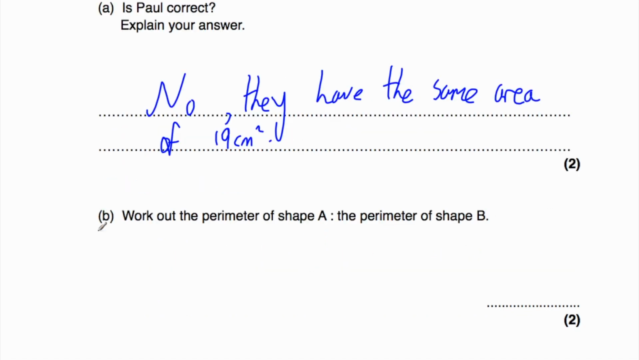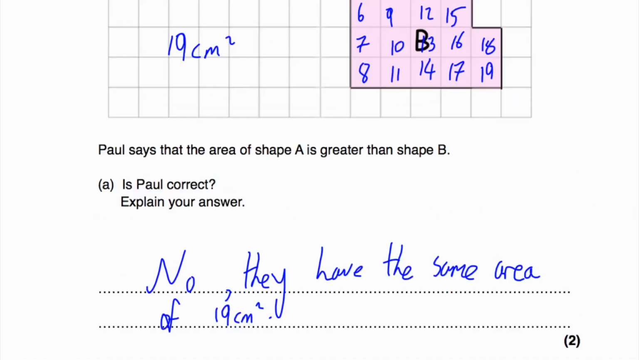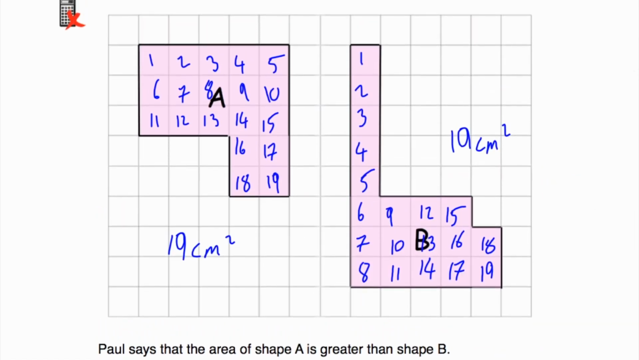And let's look at part B. In part B, we've been asked to work out a ratio. I've been asked to work out the ratio of the perimeter of shape A to the perimeter of shape B. So let's find the perimeter of both of those shapes. Let's start off with shape A. So let's count the perimeter. Let's start here and go all the way around till we get back to where we started from, counting each 1 centimeter line. 1, 2, 3, 4, 5.